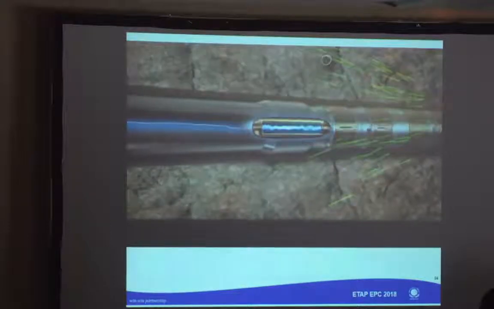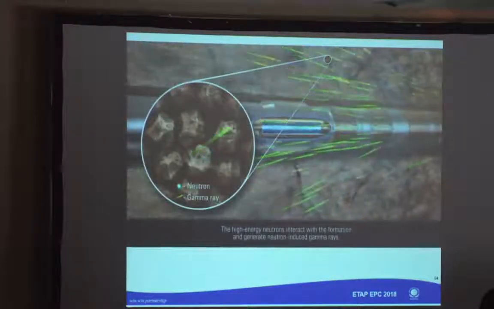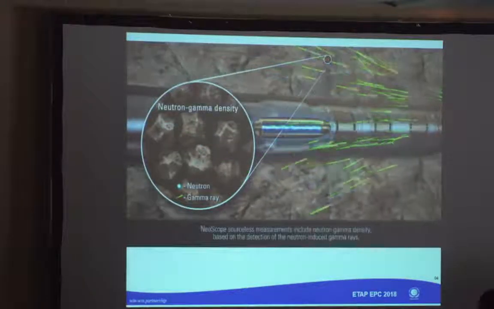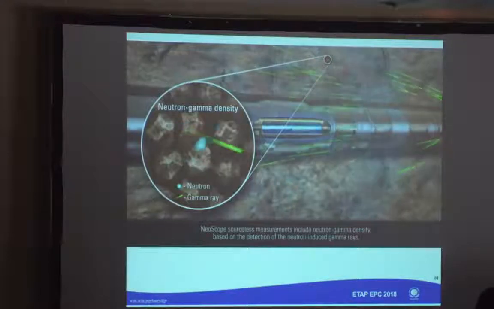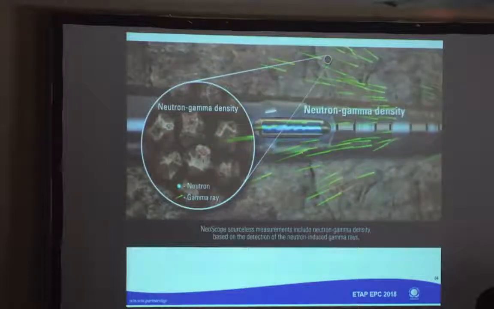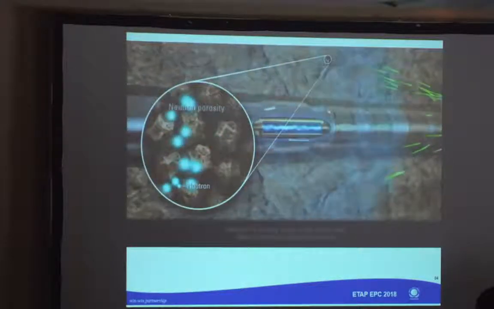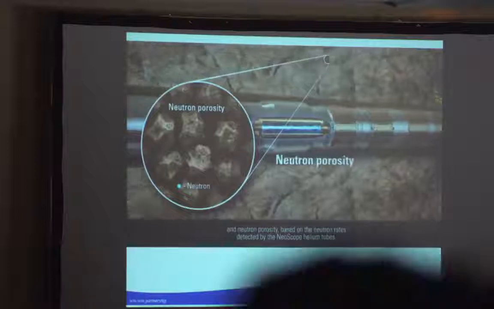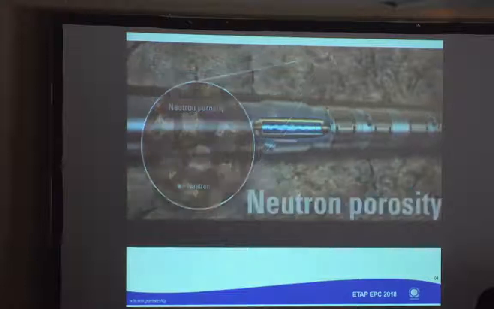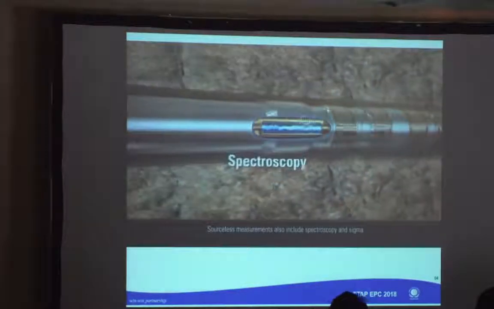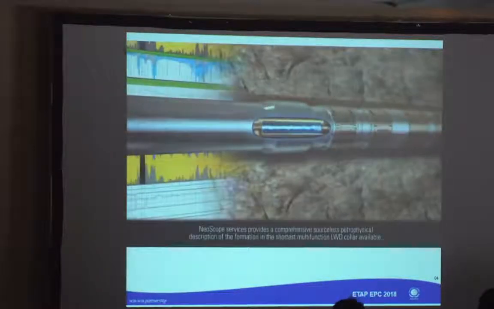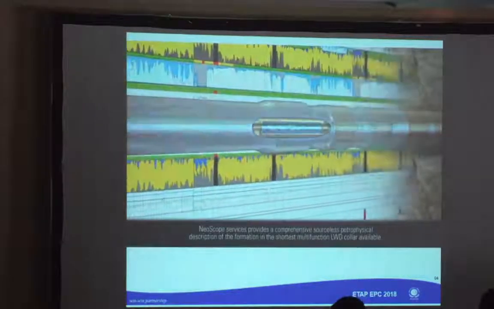The interaction of these fast neutrons with the formation will allow us to have all these measurements: density, neutron gamma density, and the helium tube will allow us to record neutron porosity, in addition to spectroscopy for mineralogy, and sigma. So all these services are obtained in one tool, and the result is here.